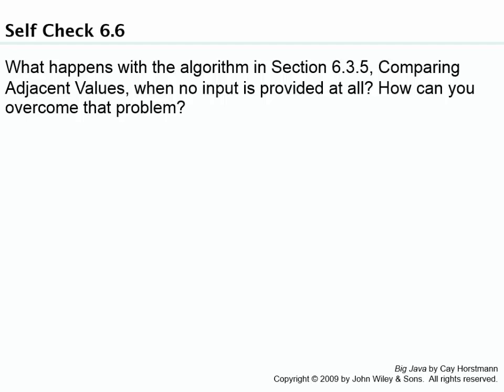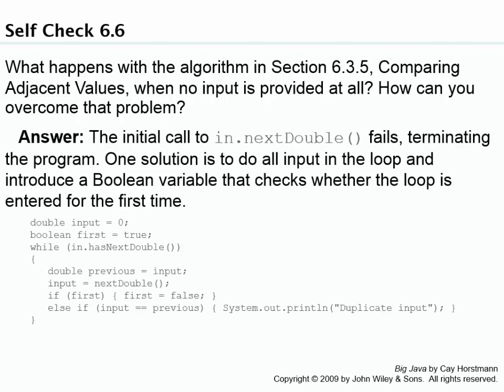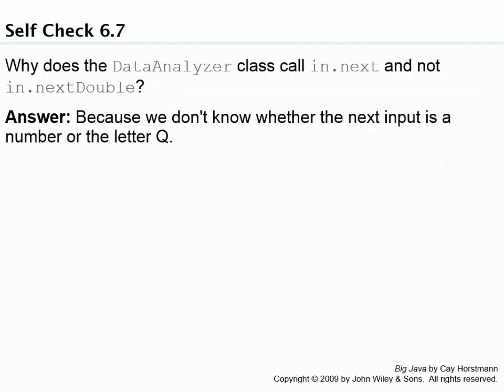So if you remember back on the previous slide where they talk about comparing adjacent values, what happened if no input was provided at all? Okay, so the user didn't put anything in. Yeah, so the initial call to in.nextDouble fails, terminating the program. One solution is to do all the input in the loop and introduce a Boolean variable that checks whether or not the loop is entered for the first time. So yeah, it's a mess. I wouldn't worry about that, but we haven't really learned how to handle errors yet. Let's see if we can get to that.